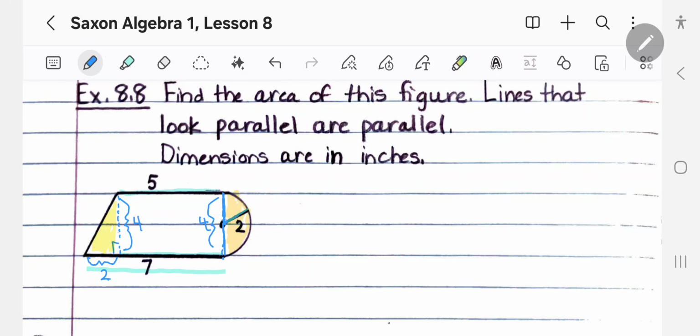So that's the first thing you need to do. And I would suggest you, when you do these in homework, draw them on your paper and show how you are dividing them up into shapes, and find all of the dimensions first before you begin your calculations.